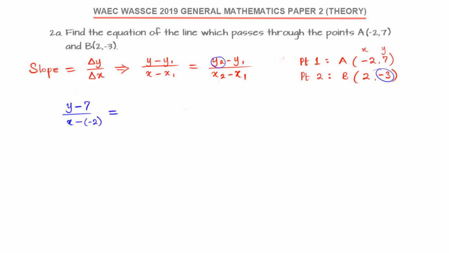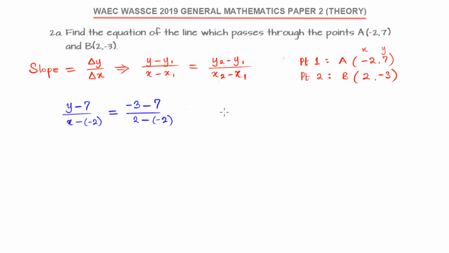So then y2 is minus 3 minus y1. y1 is 7, okay, divided by x2. x2 is 2 minus x1. x1 is minus 2. Minus 2, please, not 2, okay?